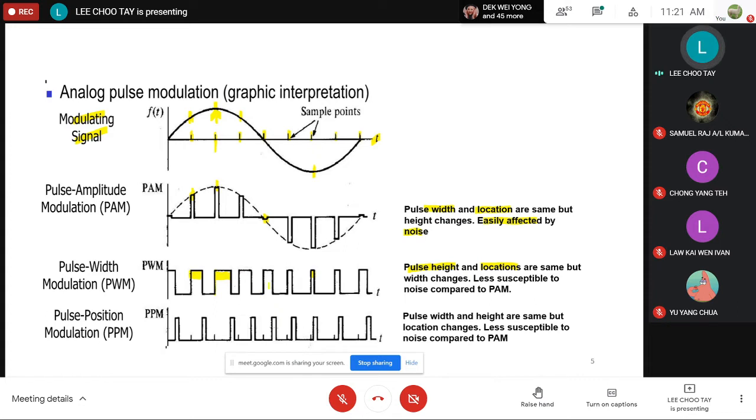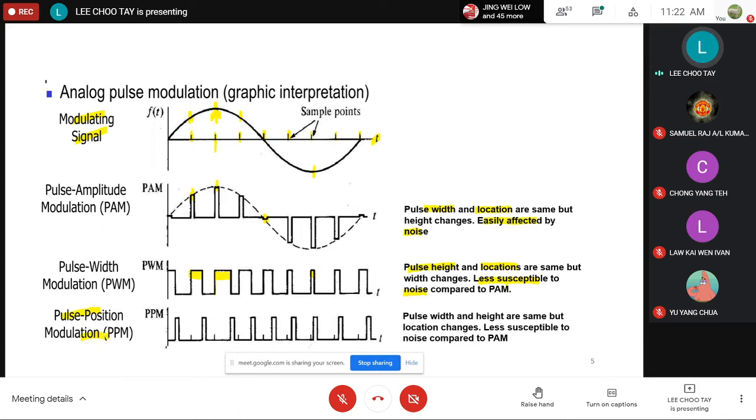Because the information on the modulating signal is now represented in the width of the pulse, no longer in the amplitude of the pulse, this kind of signal is less susceptible to noise as compared to PAM. Okay. Then the third type of pulse modulation technique, which is pulse position modulation.